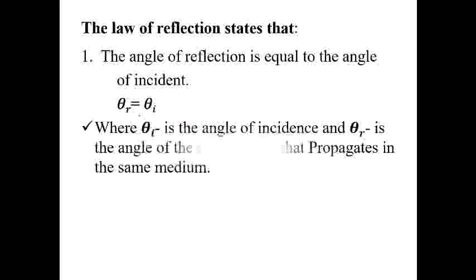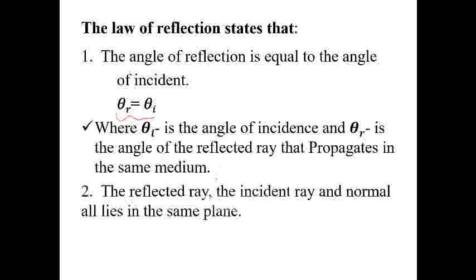As you see, in the first law, theta r is the reflected angle and theta I is the incident angle. Both are what? Equivalent. Theta I is the angle of incidence, theta r is the angle of reflection, for propagation in the same medium. And the second one: the reflected ray, the incident ray, and the normal line lie where? In the same plane. These are the two laws of reflection.